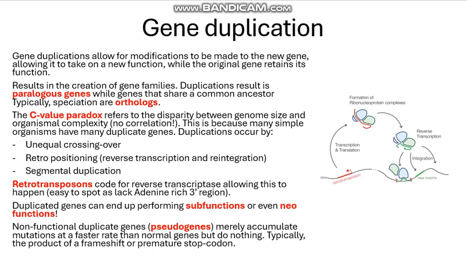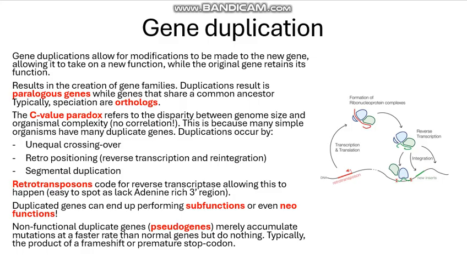Duplicated genes can end up performing subfunctions or even neofunctions. Non-functional duplicate genes, which we call pseudogenes, just accumulate mutations that affect the normal genes, but they don't do anything. They're typically the result of a frame shift or a premature stop codon.